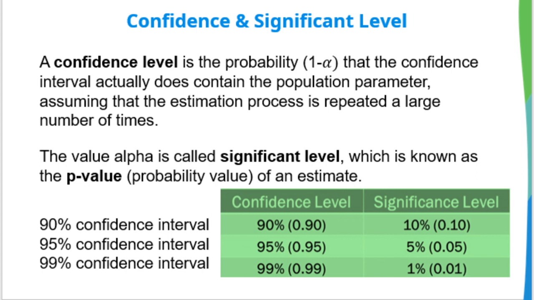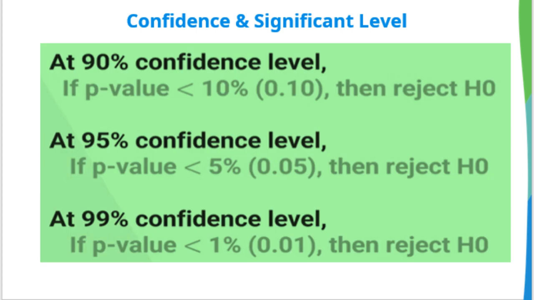So we'll be seeing this anytime we work on this. At the 90% confidence level, if that's what you choose, if the p-value is less than 10%, which is 0.1, then you have to reject the null hypothesis. At the confidence level of 95%, if the p-value is less than 5%, then reject the null hypothesis. At the 99% confidence level, if the p-value is less than 1%, reject it.